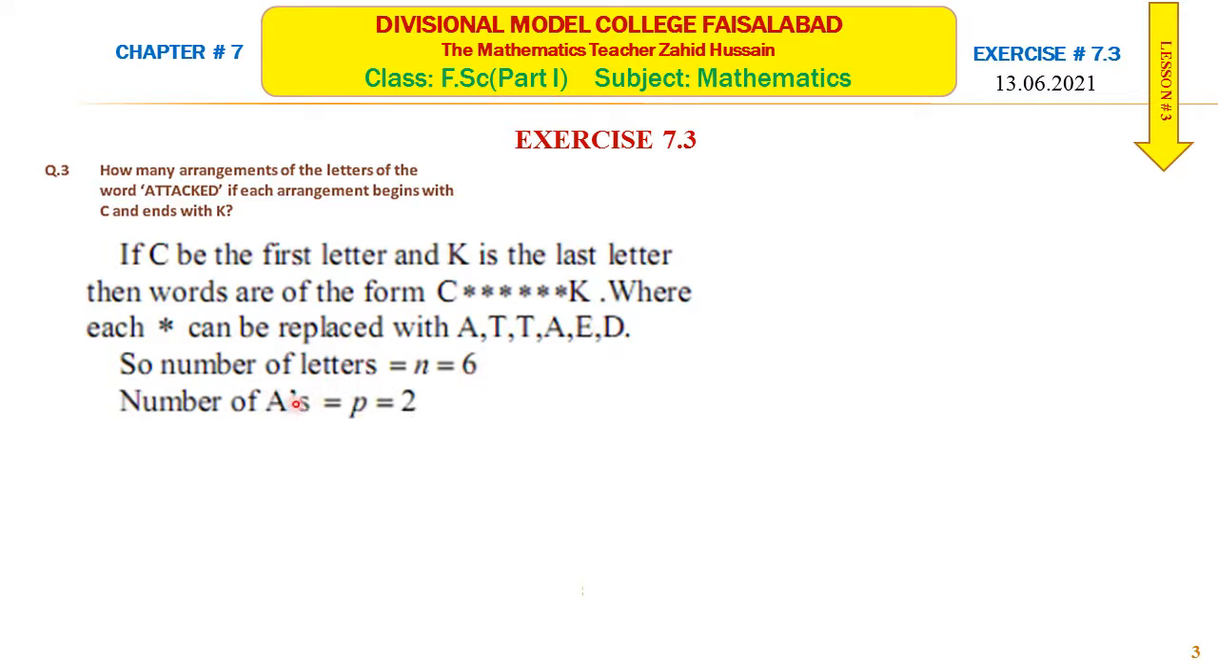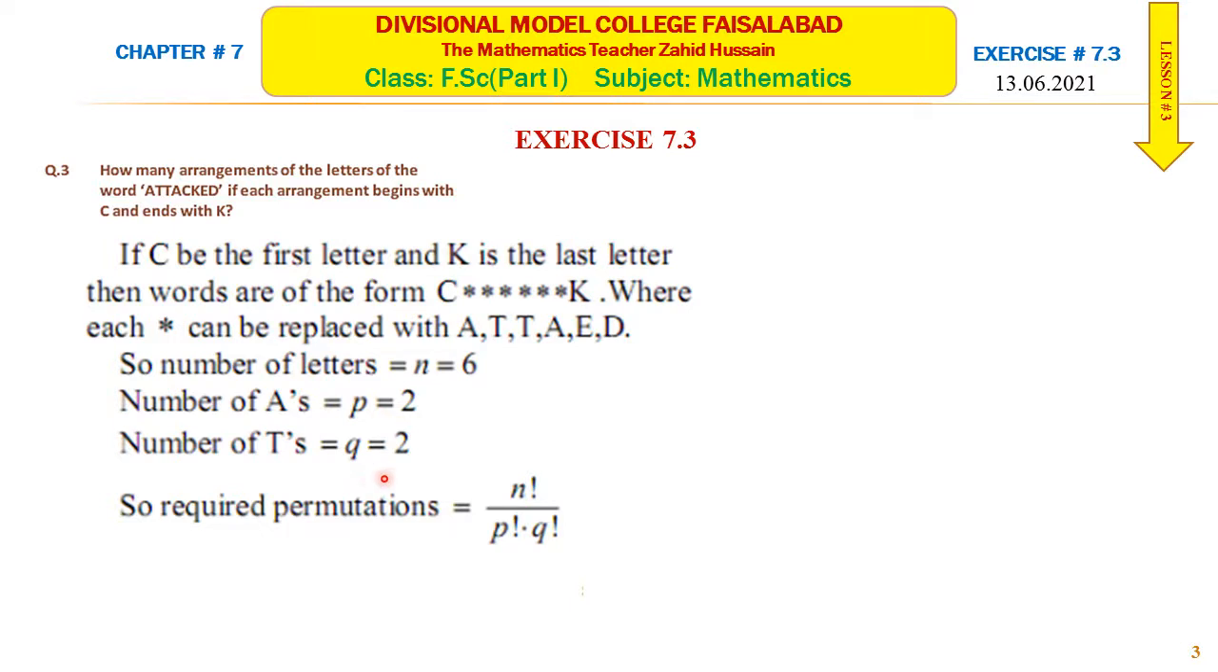Number of A's is 2. Number of T's is 2, and E and D occur 1 time each. So required permutation is n factorial over p factorial into q factorial, because E and D are occurring once, so there is no need to write 1 factorial and 1 factorial. So put the value of n, which is 6, value of p, which is 2, value of q, which is 2. So 6 factorial over 2 factorial into 2 factorial.